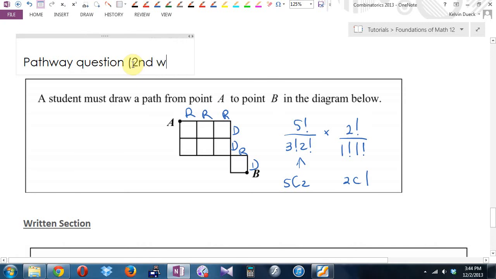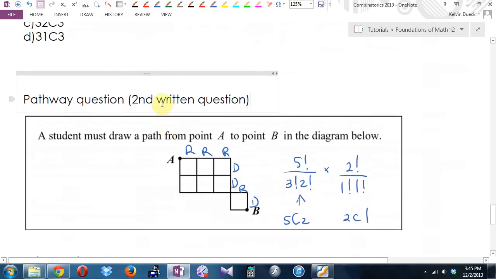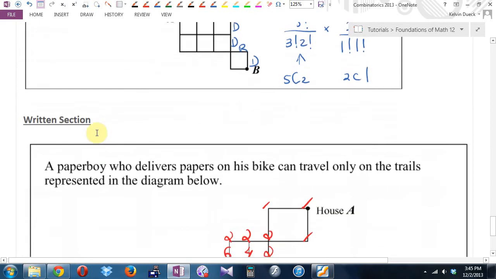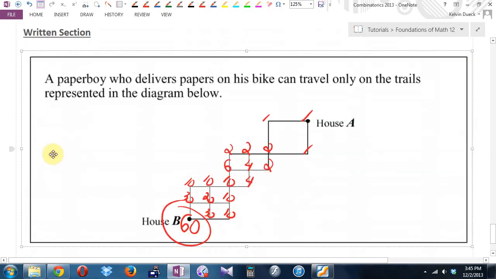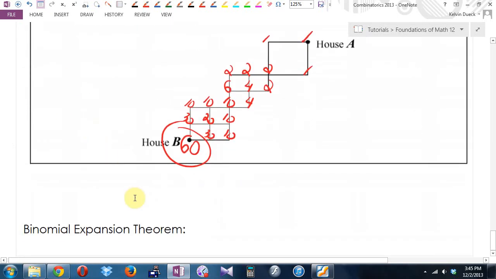This is the second written question for those of you who are following. The pathway question is going to be the second written question, but it's going to be an irregular pathway problem like this. Let's put that in. Come on, let me click. Well, whatever. Binomial expansion theorem.